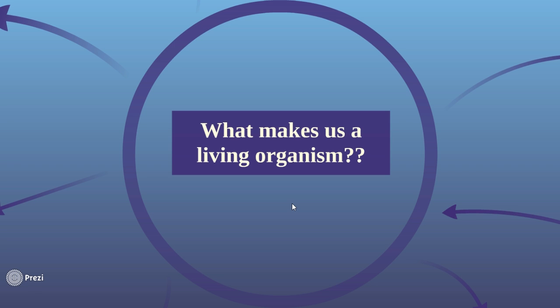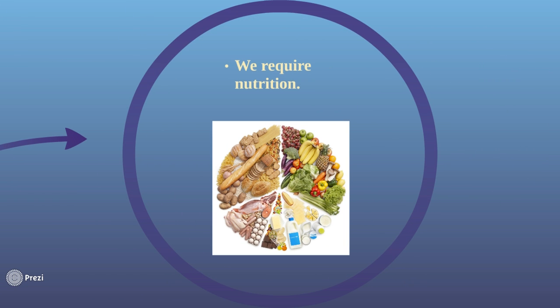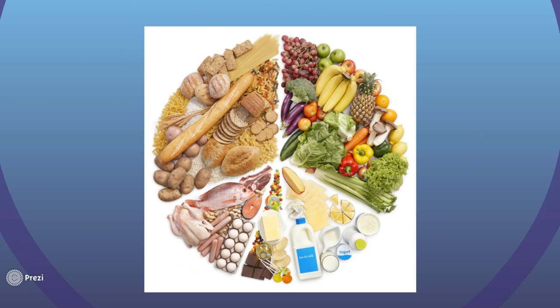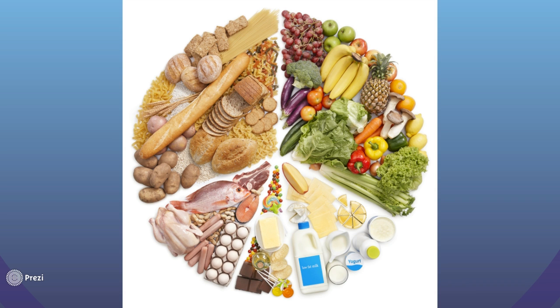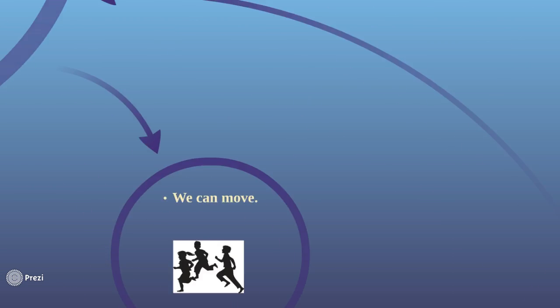Now, we are pretty sure that humans are living organisms, right? So there must be something that makes us living. So let us see what are the special characteristics unique to all living beings. First of all, we require nutrition. Humans require food to survive, and the foods that we eat contain nutrients that provide us with energy. Of course, plants are also living organisms. Plants get nutrition from the earth and sunlight.